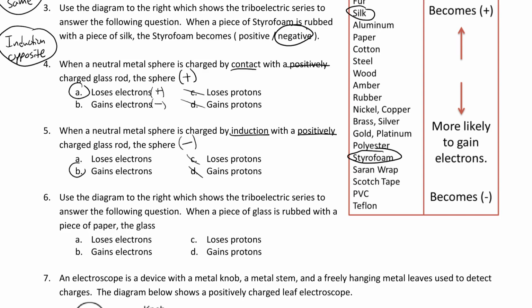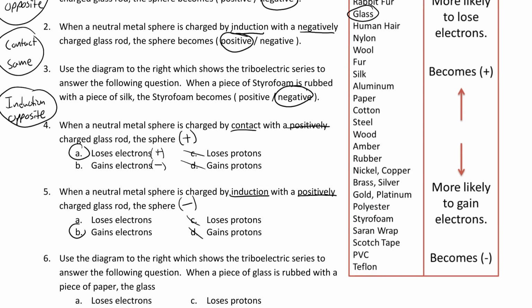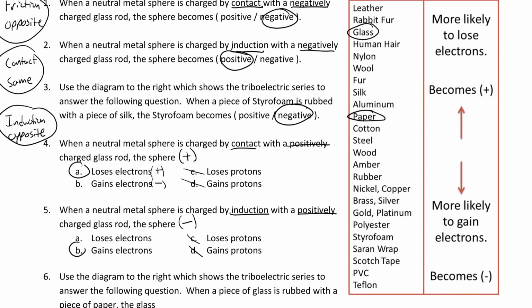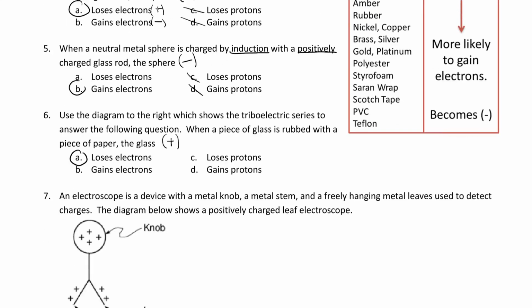Use the diagram to the right, which shows the triboelectric series. When a piece of glass, where is glass? Right here. When a piece is rubbed with a piece of paper, the glass does what? So the glass is higher up. It's going to become positive. So the glass becomes positive. So we want it to lose electrons because that's going to give you a positive charge.